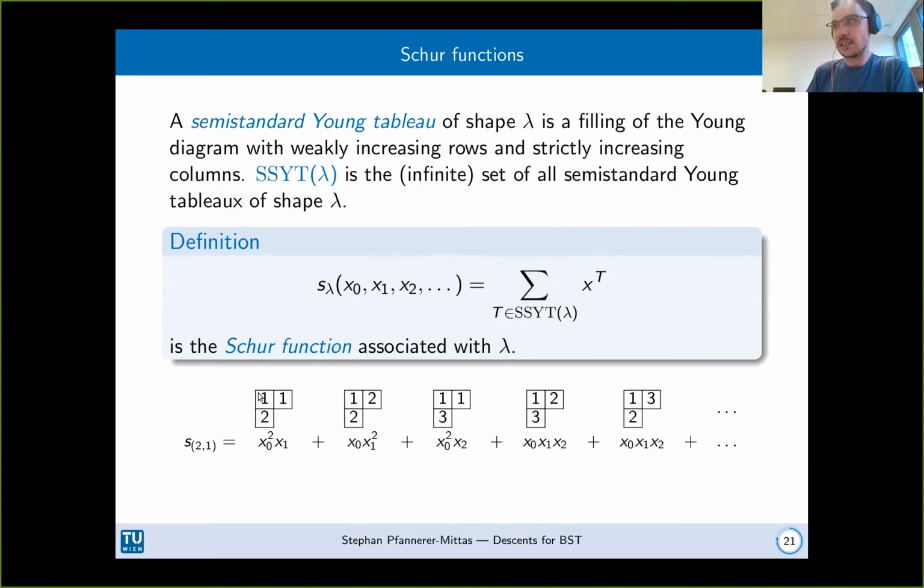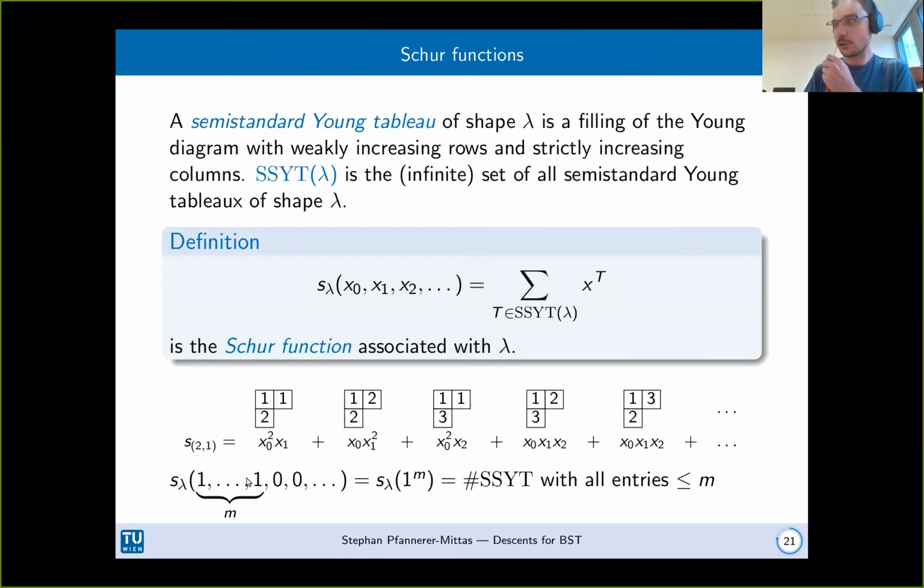So if we take a semi-standard Young tableau, we associate to this one a monomial by simply saying 1 is mapped to x0, and this is mapped to x1, and then we multiply everything together. So we get x0 squared times x1. Or maybe let's look at this one here, with 1 corresponding to x0, this one corresponds to x1, and here x2, giving a total of x0 times x1 times x2. And if I sum up all these values, this is the Schur function associated to the partition lambda.